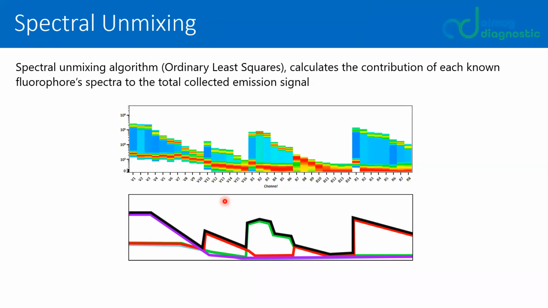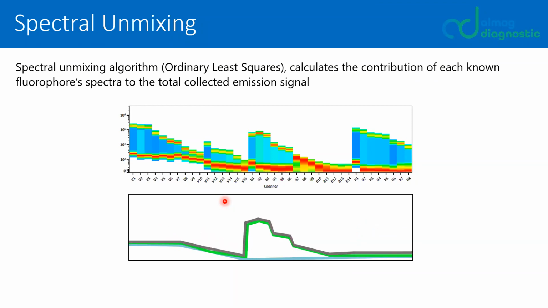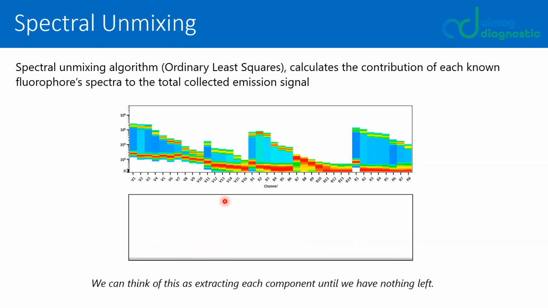So the spectral unmixing algorithm calculates the contribution of each known fluorophore spectrum to the total collected signal in each detector. When you think about the algorithm, we can think of it as extracting each component until we have nothing left.